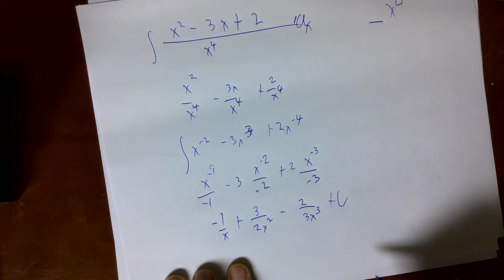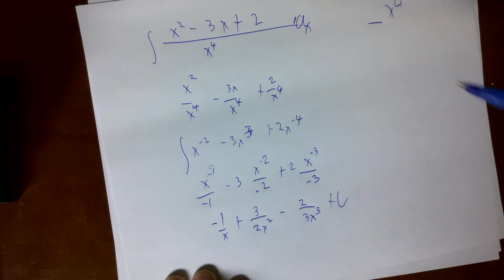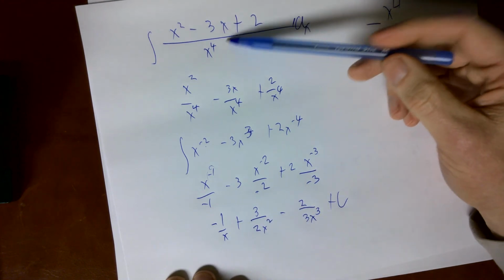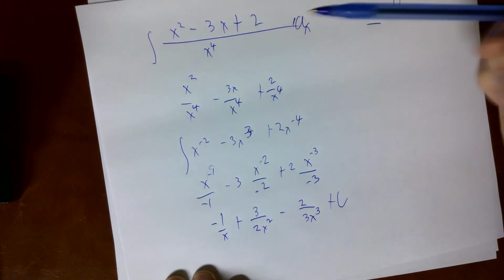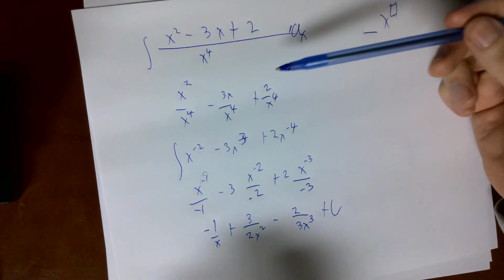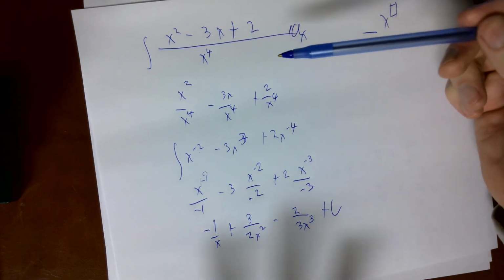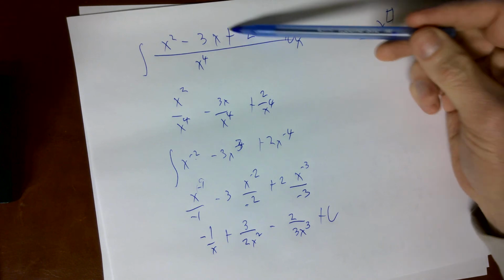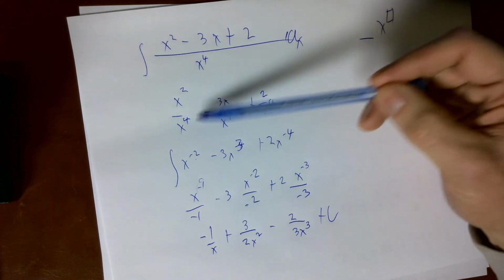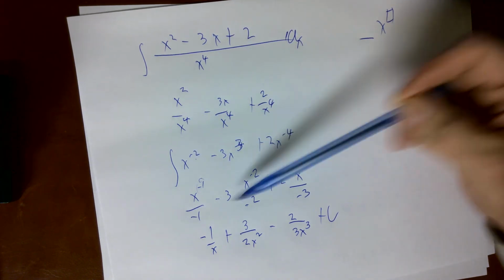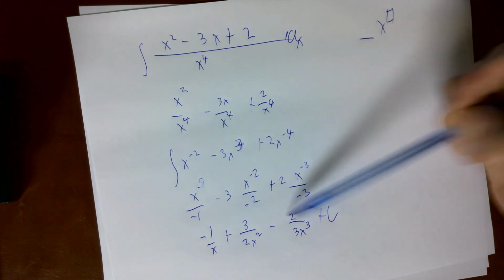plus c. So anytime you are given a fraction, there is no quotient rule. There will never be a quotient rule. It's just not possible. What you have to do is rewrite it so that you can get it term by term using negative exponents, then take the antiderivative term by term.